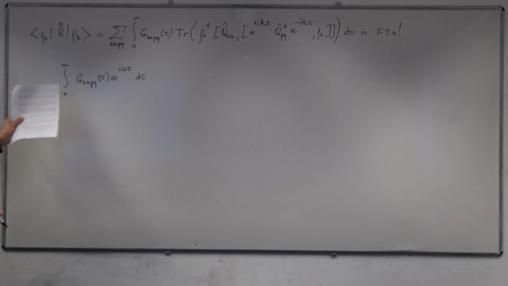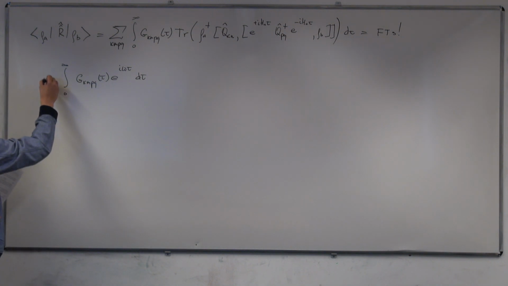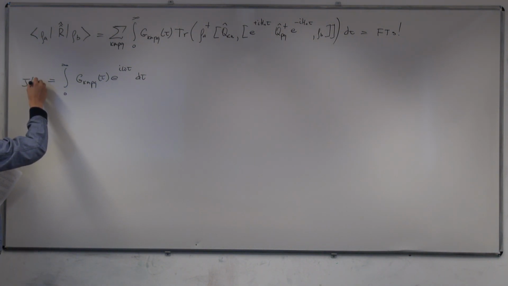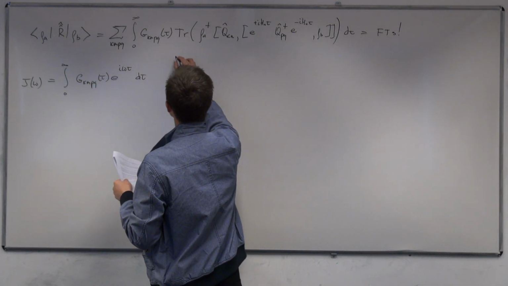Well, but we now know what these g's are. They are decaying exponentials. So why don't we calculate a Fourier transform of a decaying exponential and see what it equals to. By the way, this is known as J(omega). I'll talk about it in a bit more detail in a second.